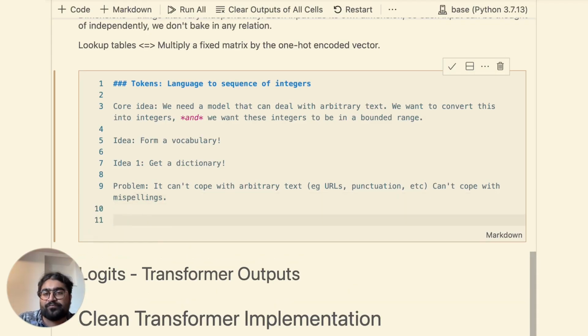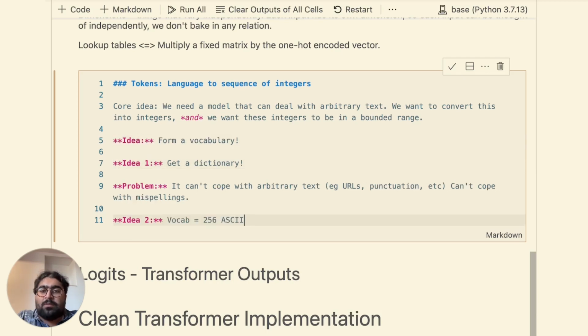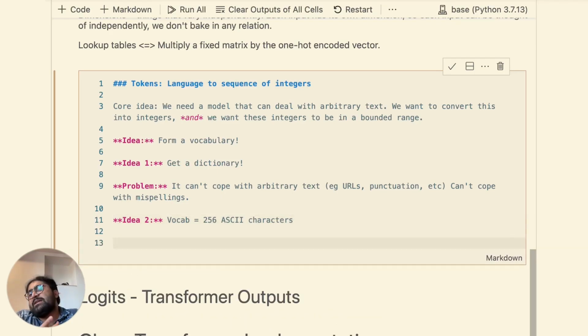in the input format. So idea 2, we want to take in a URL. The URL has a bunch of weird characters like colons and slashes and random sequences of base 64 or stuff like that. Idea 2, what if we just do characters? And this is in some sense a reasonable thing to do. It will work. It can take in arbitrary text. It's got this fixed vocab size of 256.